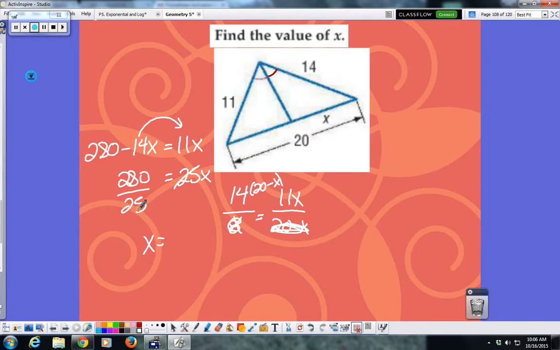There's 4 quarters in every dollar. I believe that would be 8, 9, 10, 11 quarters with a nickel left over. So 11 and 5/25, so 11.12.